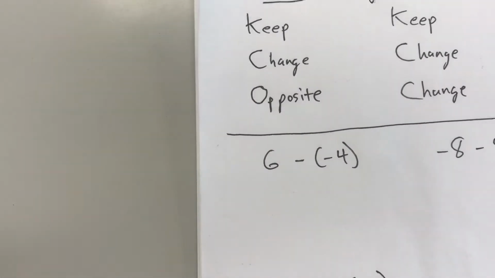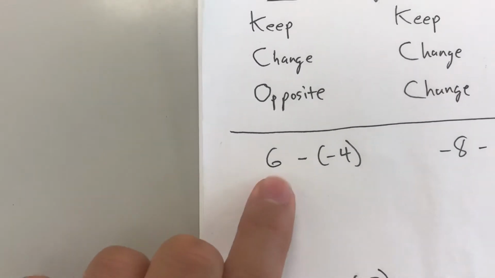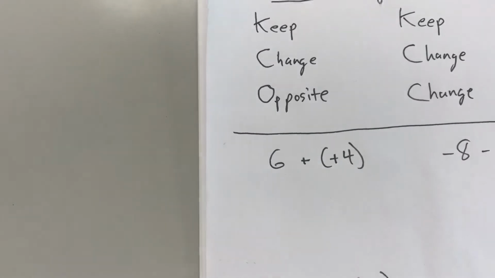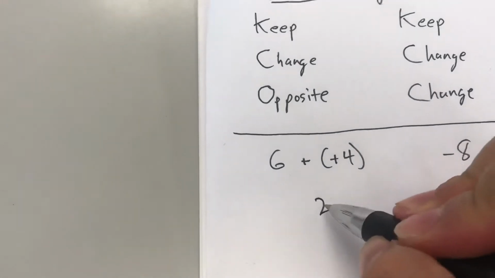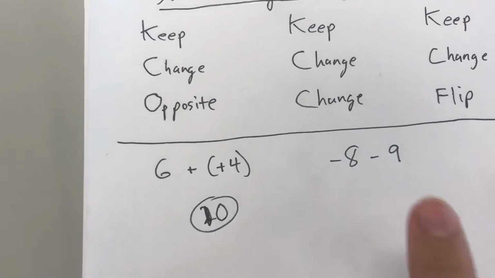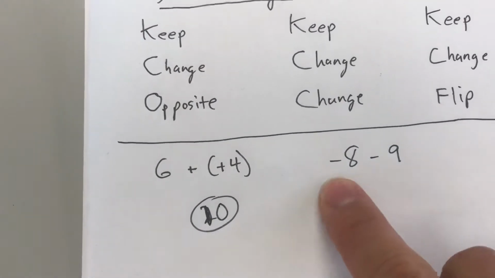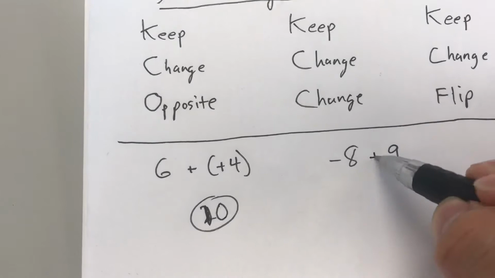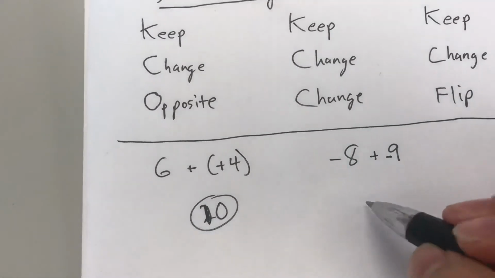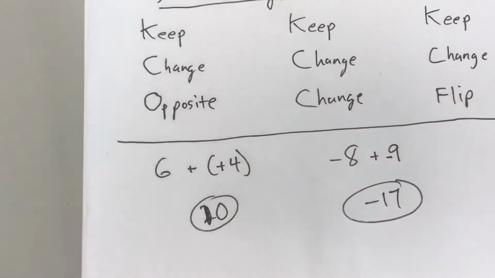So let's take a look at this first thing, right? 6 minus -4, keep, change, opposite. It becomes 6 plus 4, same signs, add and keep, so it's going to be positive 10, okay? There we go. Let's take a look at this. You see subtraction here, keep, change, flip. So here you have -8 plus -9, that gets you -17.